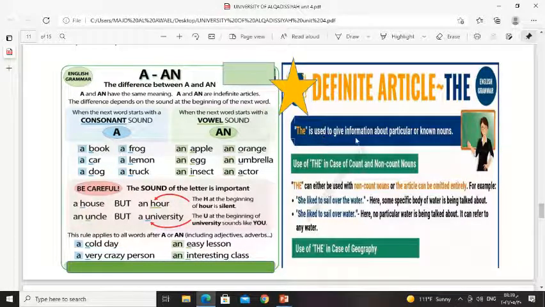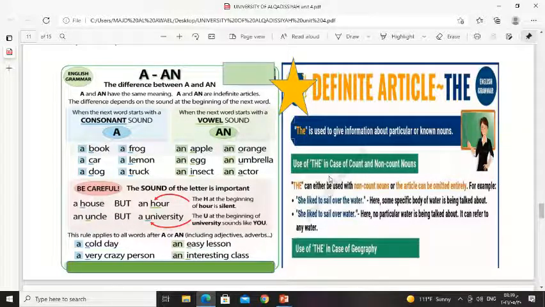The article the is used to give information about particular nouns. تعطي معلومات عن أسماء معينة ومعروفة. The use of the is in the case of countable and uncountable nouns. تستخدم مع المعدودة وغير المعدودة the، عكس الـ a والـ an فقط مع المعدودة، سواء noun أو صفات أو adverb. They can either be used with countable nouns or the article can be omitted entirely.